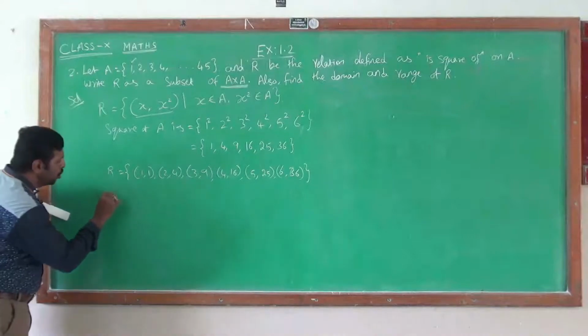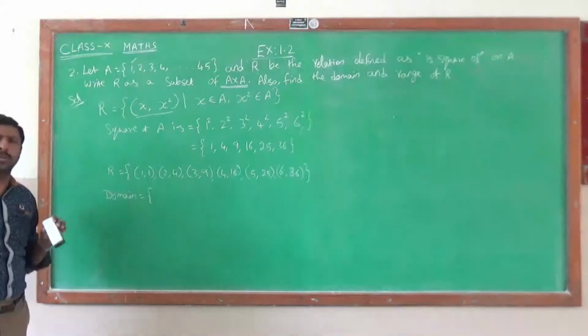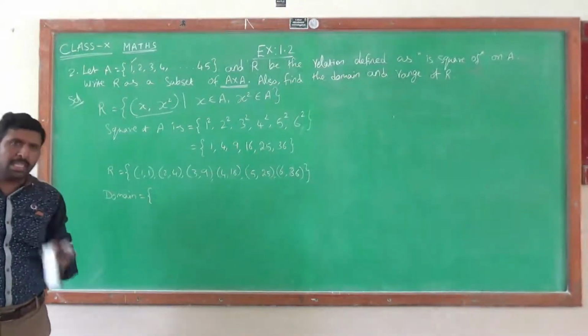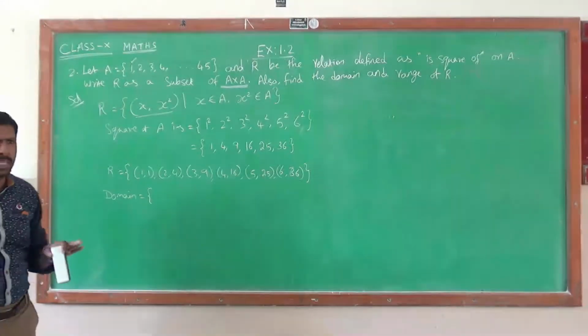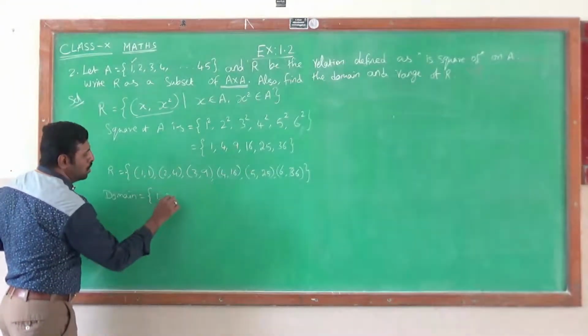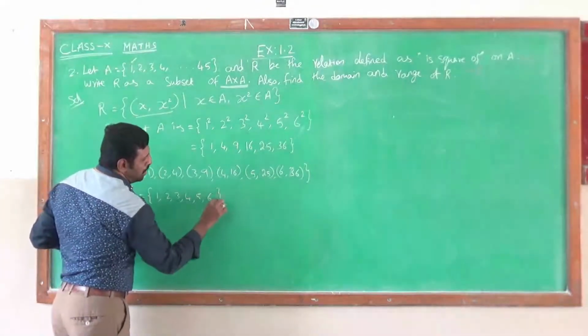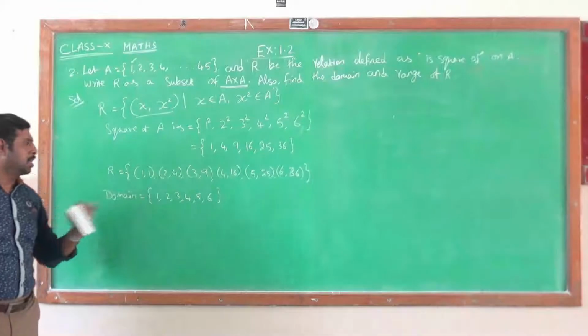Now the domain: you know that the domain is always the set of first elements, right? The first set elements are the domain. Here 1, 2, 3, 4, 5 and 6. So {1, 2, 3, 4, 5, 6} is the domain of the set, right?